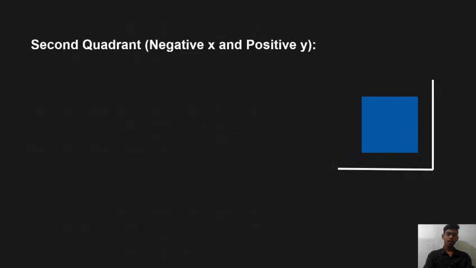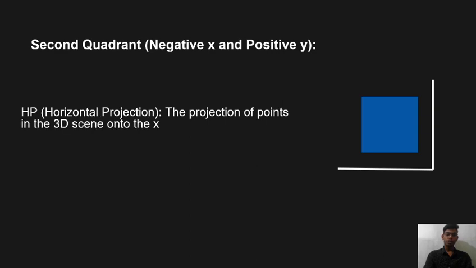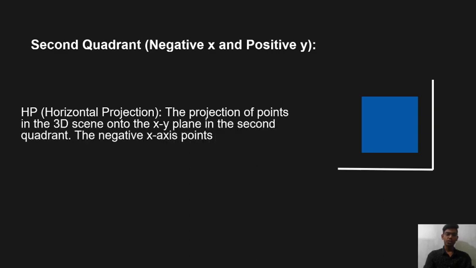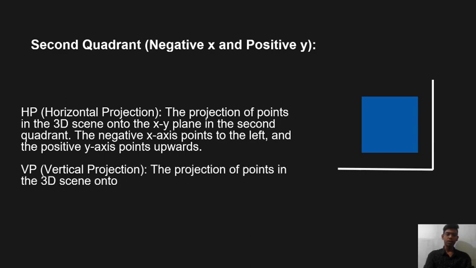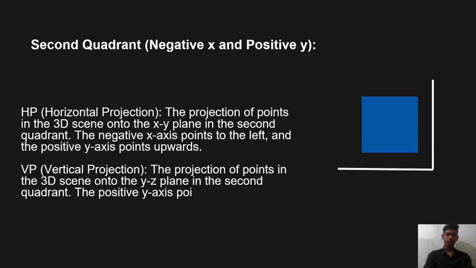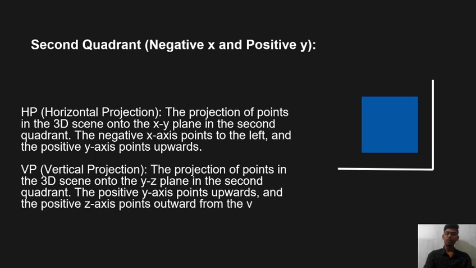Second quadrant, negative x and positive y. HP, horizontal projection. The projection of points in the 3D scene onto the xy plane in the second quadrant. The negative x-axis points to the left and the positive y-axis points upwards. VP, vertical projection. The projection of points in the 3D scene onto the YZ plane in the second quadrant. The positive y-axis points upwards and the positive z-axis points outward from the viewer.